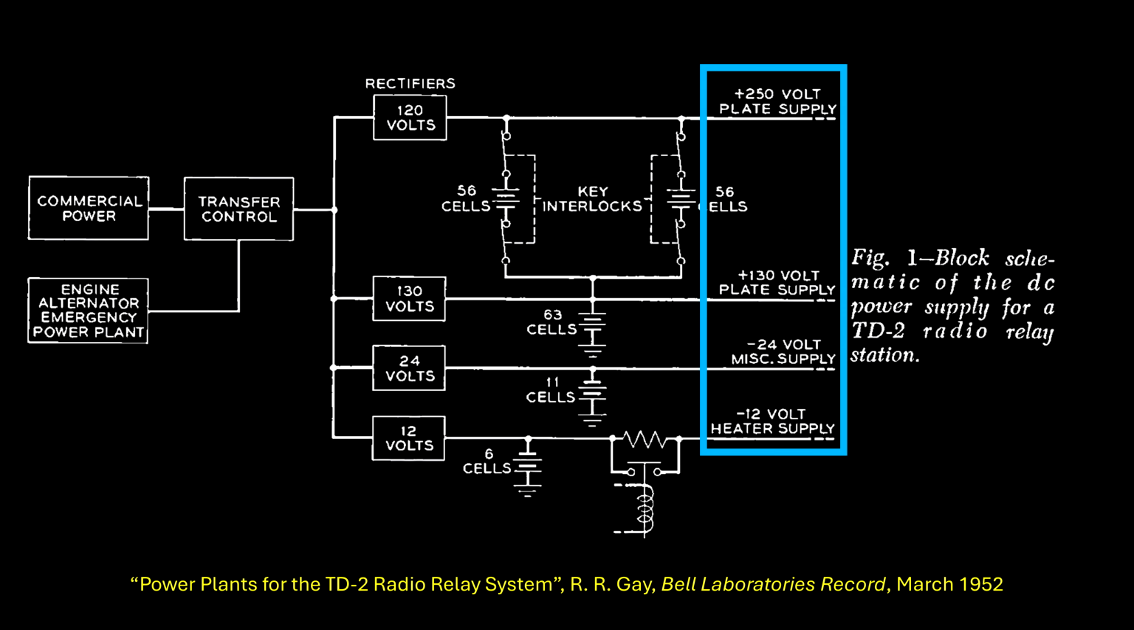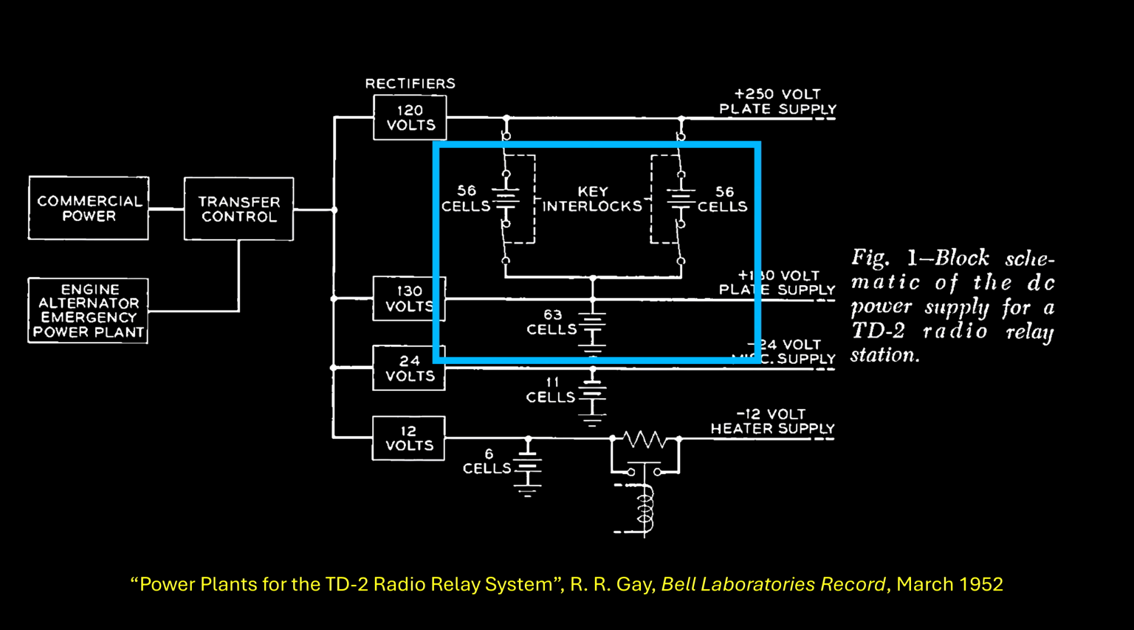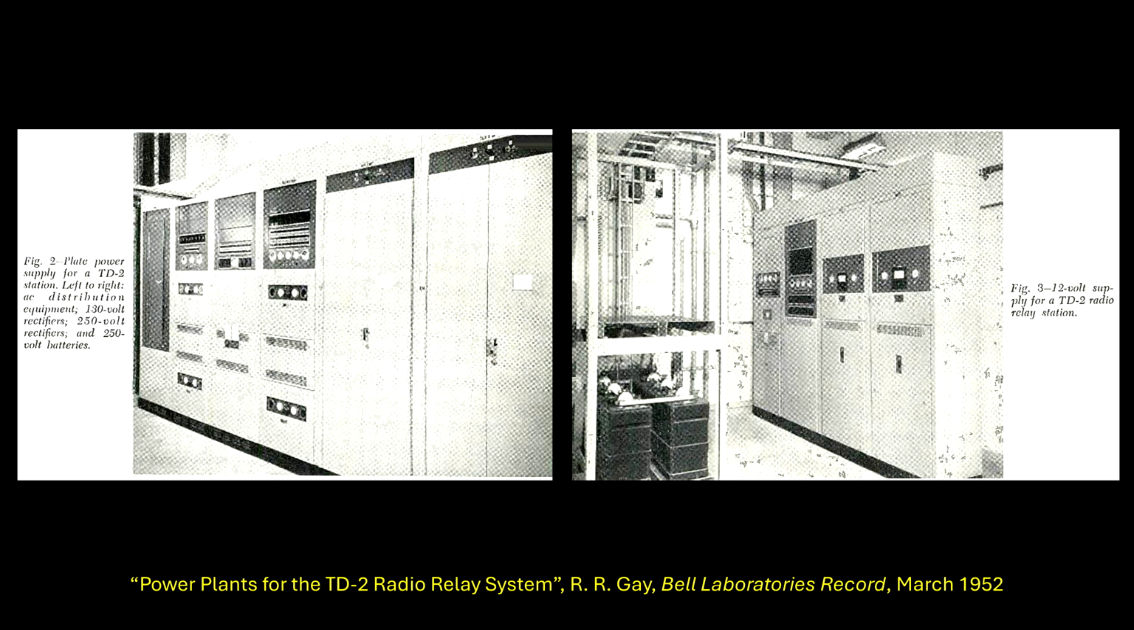Note that several voltages were required to power all the equipment. The various vacuum tube amplifiers would have been powered by the 130 volt and 250 volt plate supplies. Interestingly, the 250 volt power supply is derived by adding an additional 120 volts worth of batteries in series to the 130 volt power supply. Here are some photos of the power plant equipment at the time.